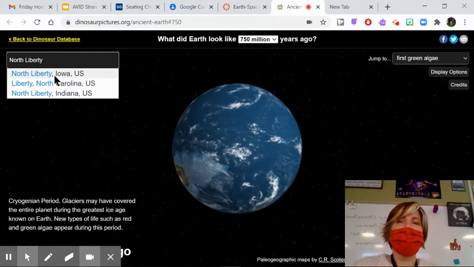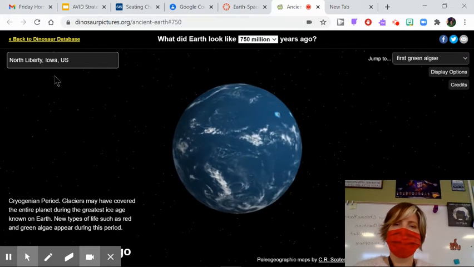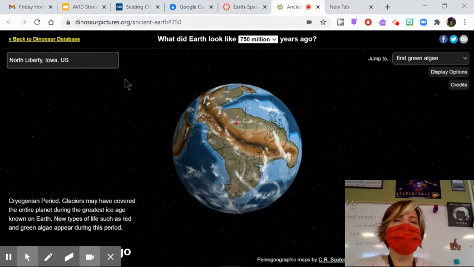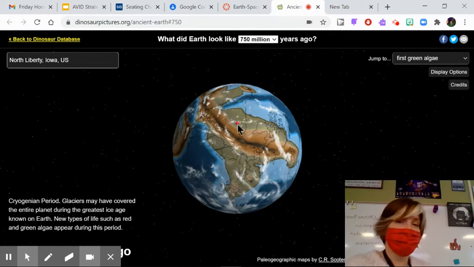You can type in Coralville, you can type in Iowa City, whatever you'd like. And then we've got a little pin that shows us 750 million years ago where North Liberty, Iowa was located on the planet. Looks nothing like it does today.